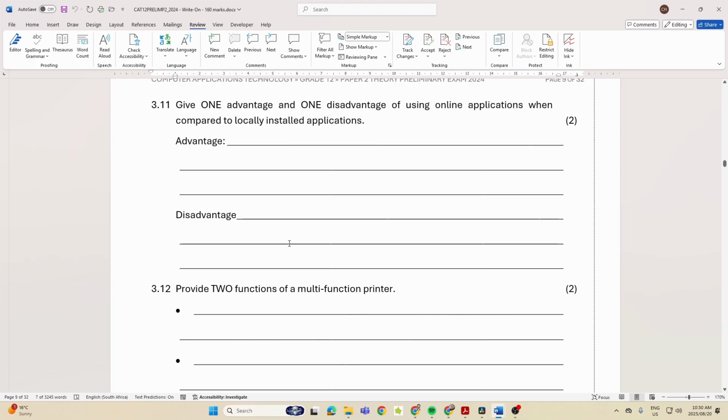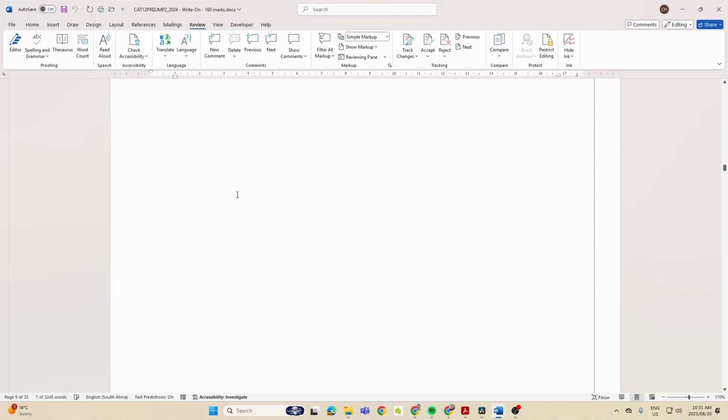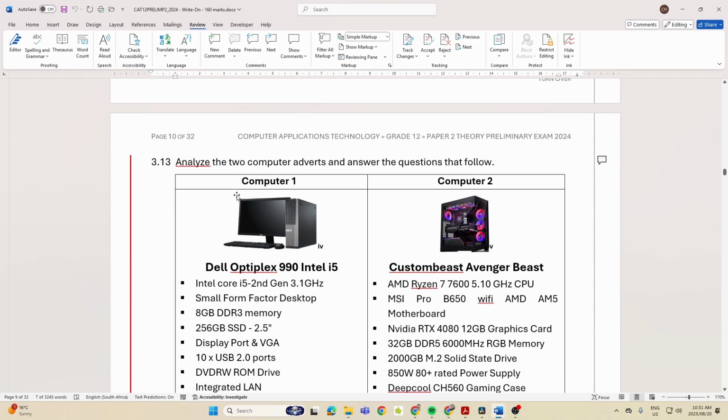I mean, an advantage and a disadvantage is the fact that they work from the internet. So an advantage is I can access it anywhere because of the internet, and the disadvantage is if the internet goes down, I can't access anything. Provide two functions of a multifunction printer. Remember that image we saw earlier? So any of those, the fact that it can print, copy, scan, any of those.